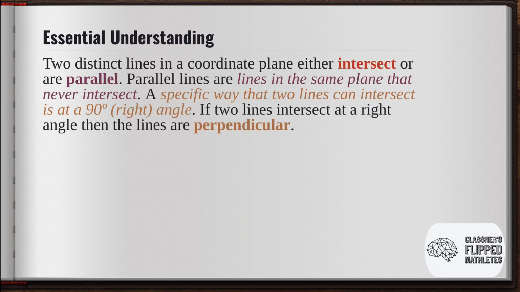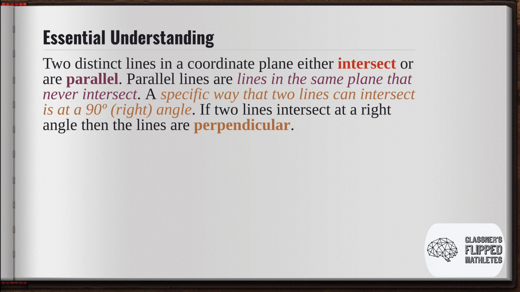So if you have two distinct, or two different, lines in a coordinate plane, they can only do one of two things. They either intersect or they are parallel. Parallel lines in the same plane never intersect. As you go from positive infinity to negative infinity, parallel lines will never intersect, and we'll look at why that's happening in a minute.